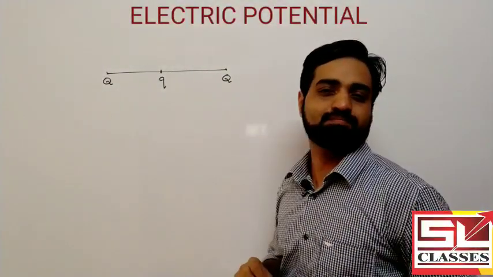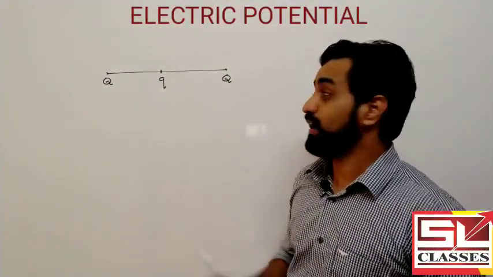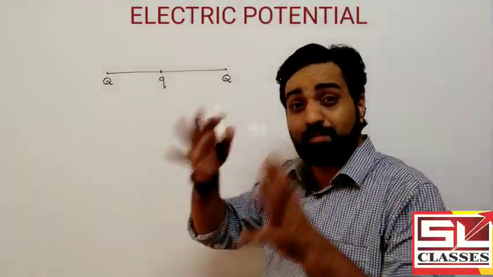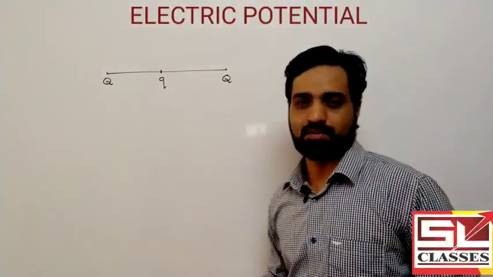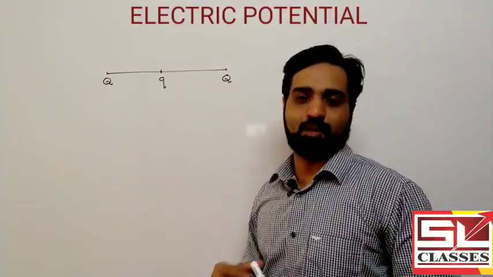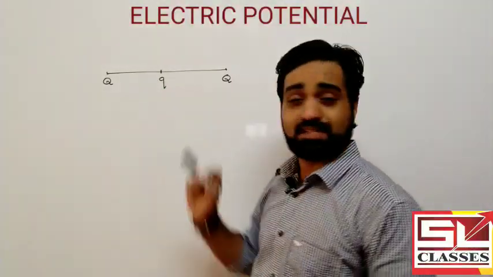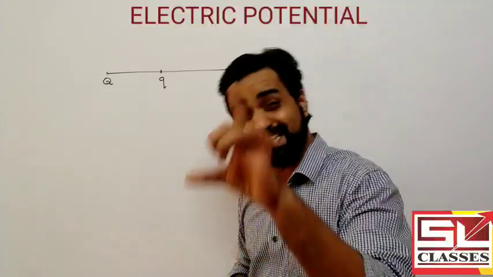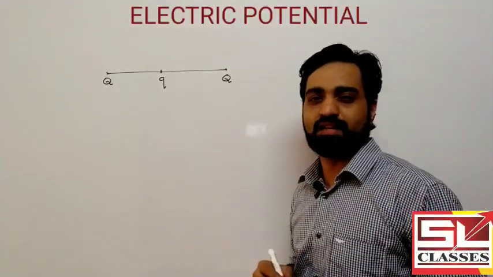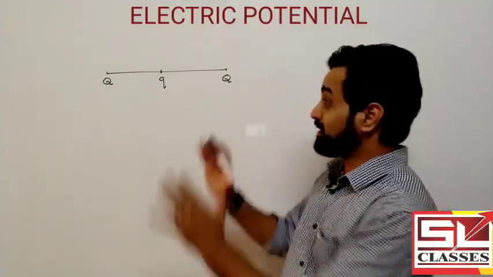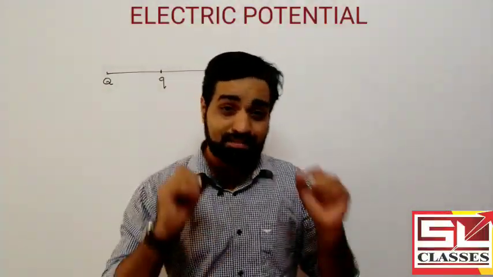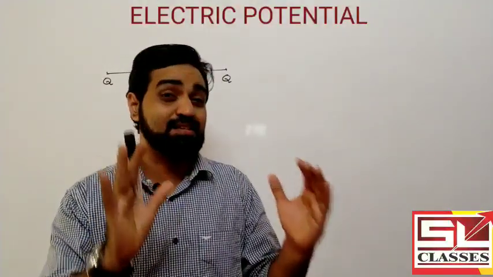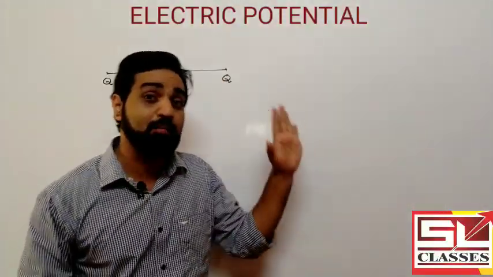its middle. The question is, what is the relation between this small q and capital Q if the total system is at equilibrium? Not one charge, the total system is at equilibrium. If only one charge is in equilibrium, then we have to take the net force on that particular charge as zero. But in this question, not one single charge, but the total system is in equilibrium. This is possible when the total potential energy of the system is zero. That is the concept behind this question.